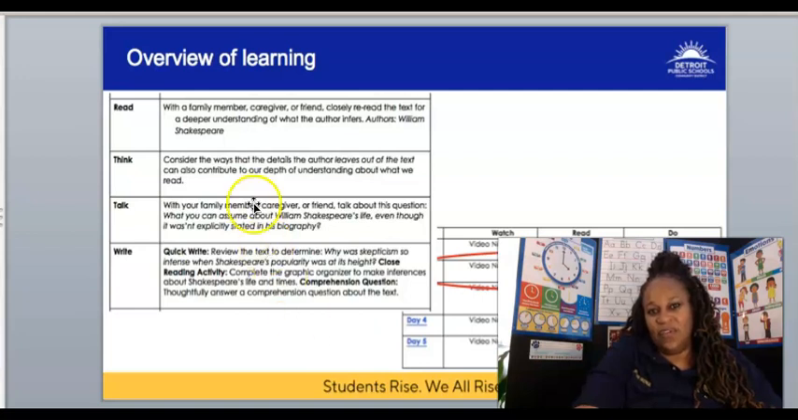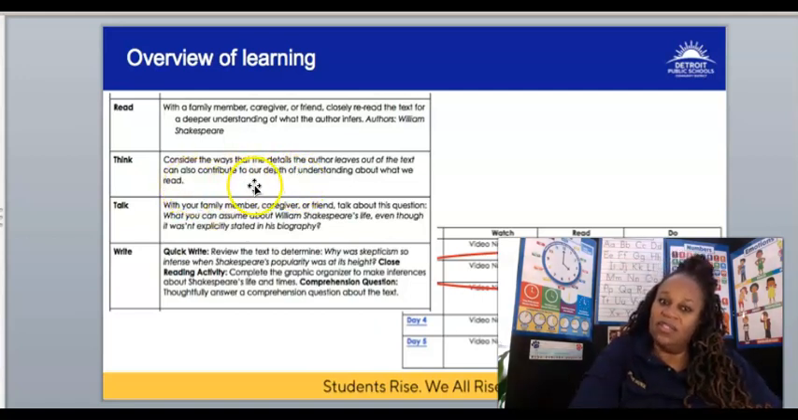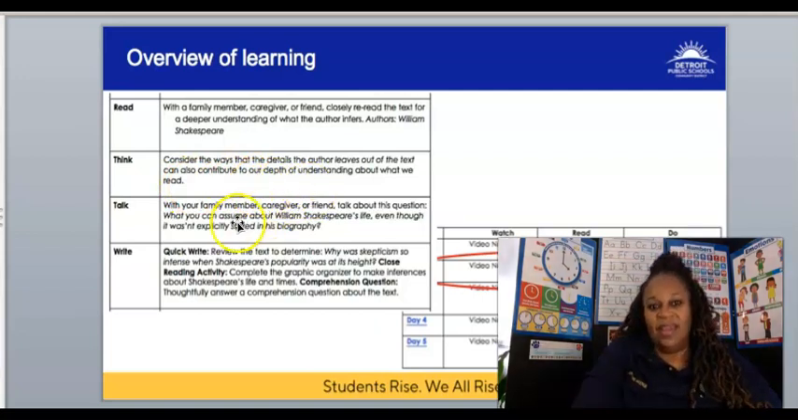In terms of an overview, please read with a family member, caregiver, or friend. Reread the text for a deeper understanding of what the author infers. Think about the ways that the details the author leaves out of the text also contribute to our depth of understanding about what we read. And then talk with your family member, caregiver, or friend about this question. What can you assume about William Shakespeare's life, even though it wasn't explicitly stated in his biography?